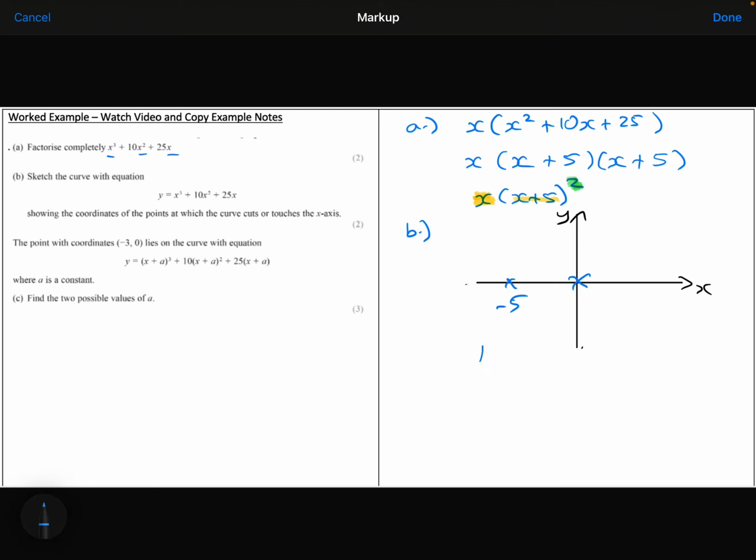So it's going to come up, touch at minus 5, come back down, and then go through the origin there. So that is my cubic equation. And let me just check, showing the coordinates of the points at which the curve cuts or touches the x-axis. Yep, so it touches at minus 5 and it cuts through at 0.